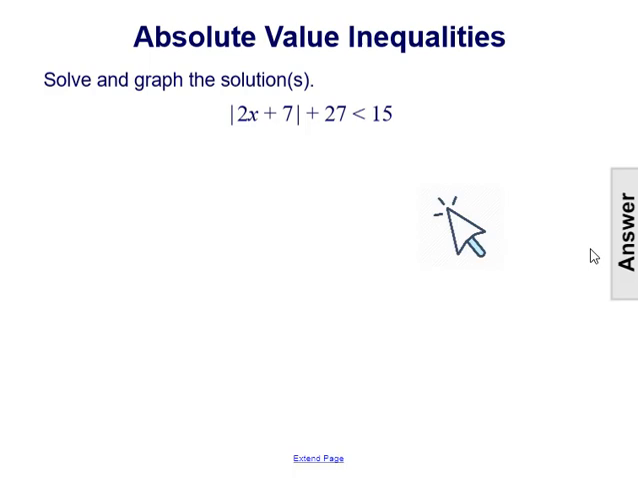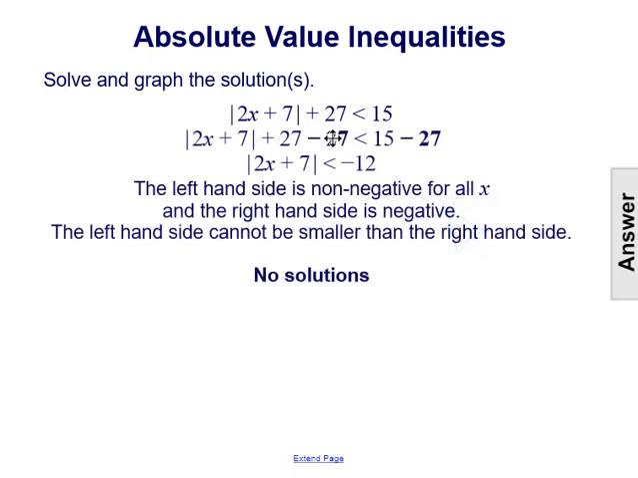Here are some more examples of absolute value inequality problems. Solve and graph the solutions to the absolute value of 2x plus 7, plus 27, is less than 15. We would have to isolate the absolute value first and subtract 27 from each side, which would leave us with the absolute value of 2x plus 7 is less than negative 12.